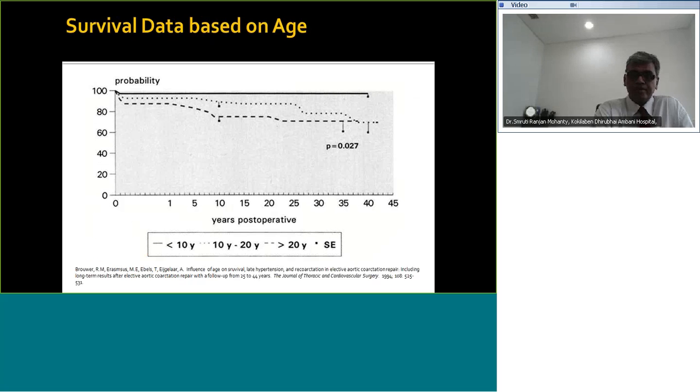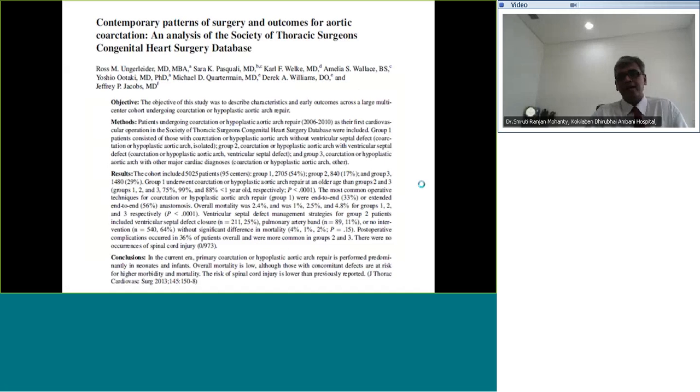But this particular graph is very important. It's important to know the situation of these patients after repair, when they grow up. So if one has done a repair at less than 10 years of age, then the probability of good survival, or no late hypertension, or no recoarctation, is much better. That means if you do the repair below 10 years, it is much better than doing it between 10 to 20 years, or more than 20 years, which is the lowest. So earlier the better.